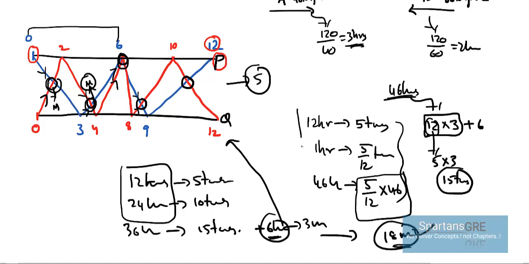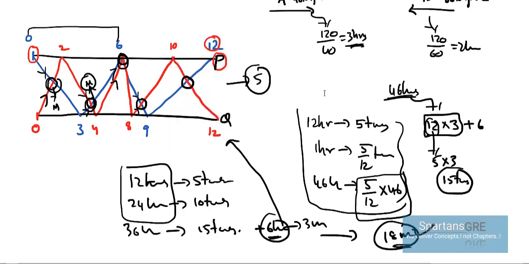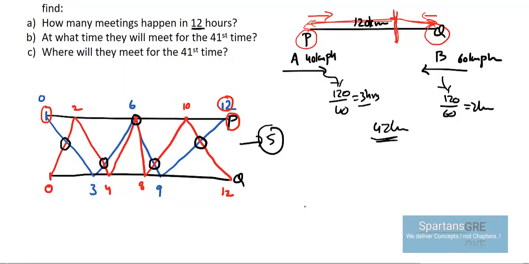But if you do it the wrong way, how much do you get? 5 into 46 by 12. That will be 9.1 times. But the actual answer is 18 times. So your answer will be 18 times. Now I'll tell you how to solve this question without using a diagram.